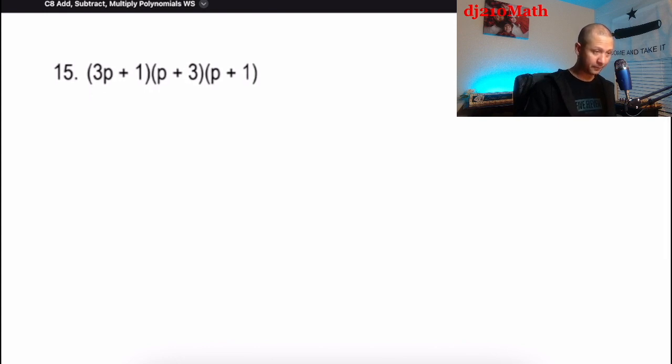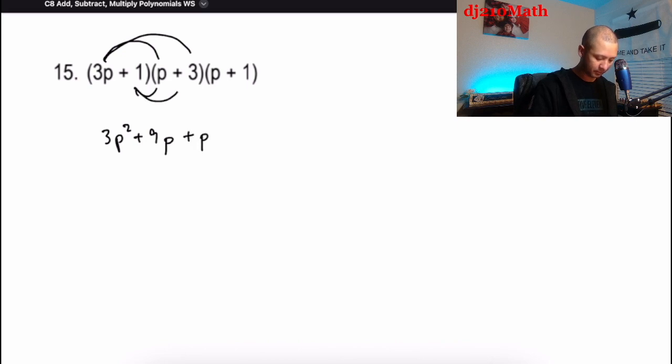All right, number 15. We'll do the first ones. So 3p squared plus 9p plus p plus 3. Combining the two middle terms, 3p squared plus 10p plus 3.